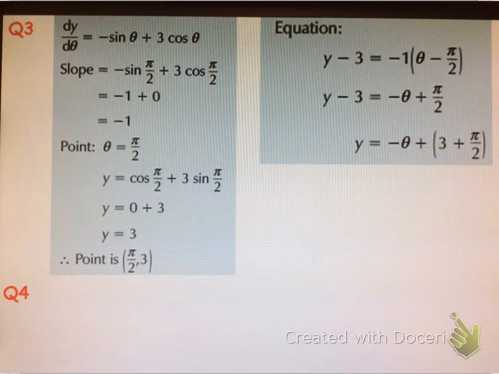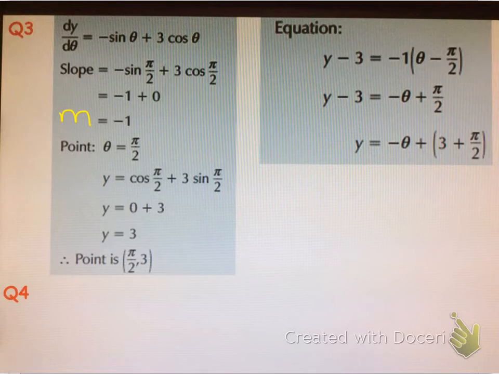They said find the slope when theta is equal to pi over 2. So sub in for theta, and you should get out a slope of minus 1. So I now have my slope, which is m. Next, you need to get the point. So in order to get the equation of the tangent, if theta is equal to pi over 2, to get the corresponding y value, you need to sub pi over 2 into your original function. So sub in pi over 2 into y, and you'll get back y equal to 3. So therefore the point is pi over 2, 3.